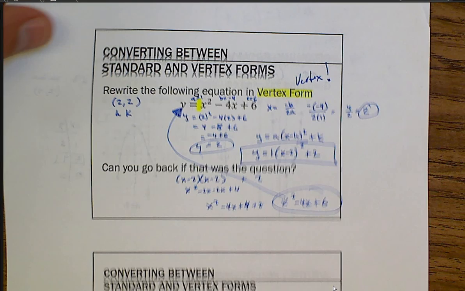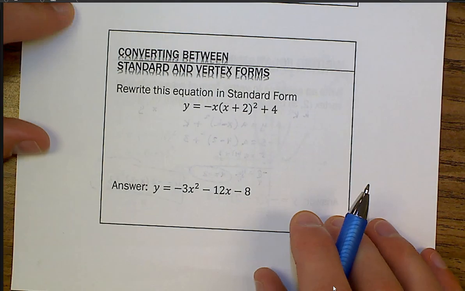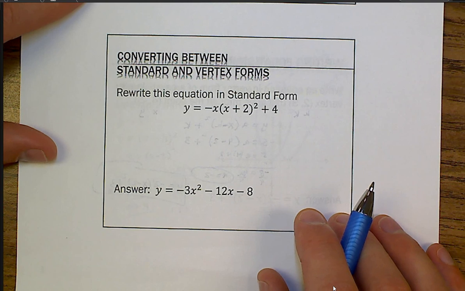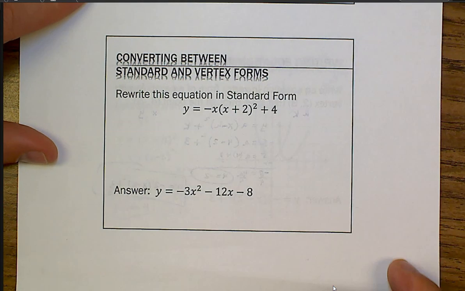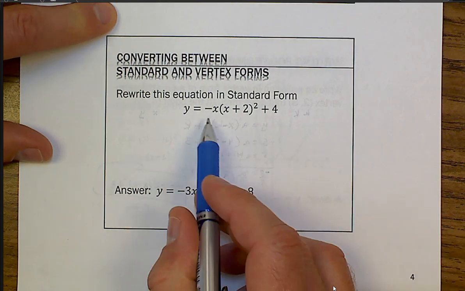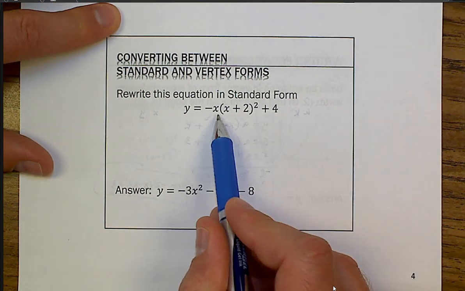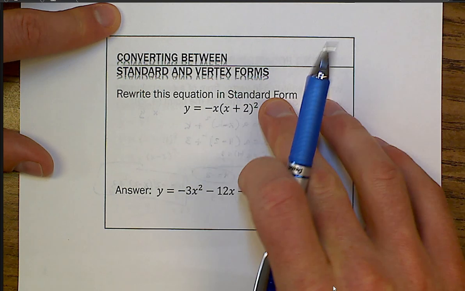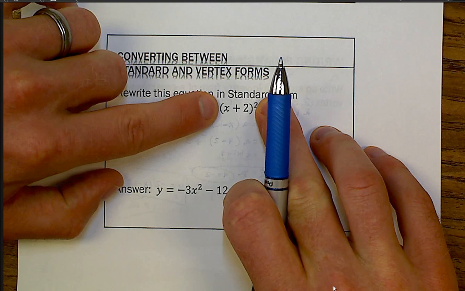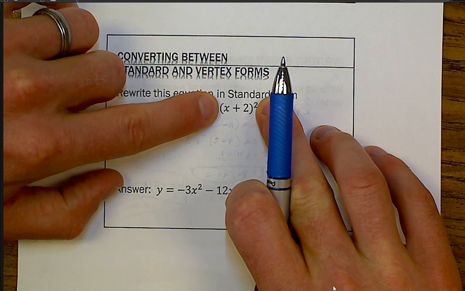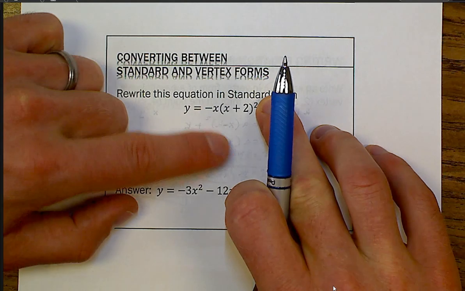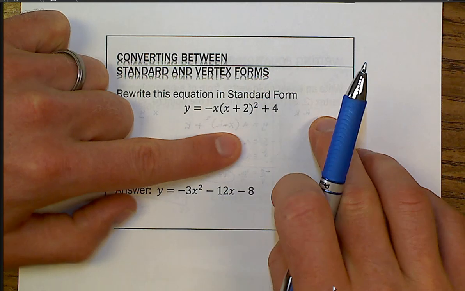Now, very last slide. This says rewrite this equation in standard form. I just did that above, so why don't you hit pause, try this one, and see what you come up with. When students look at this, the first thing they're not sure about is what to do with this negative x. My advice would be to do this part first. I would square this binomial, and then go back and multiply a negative x by every term, and then at the end add 4. Let me show you what I mean.